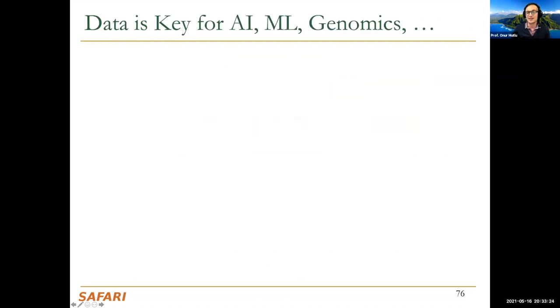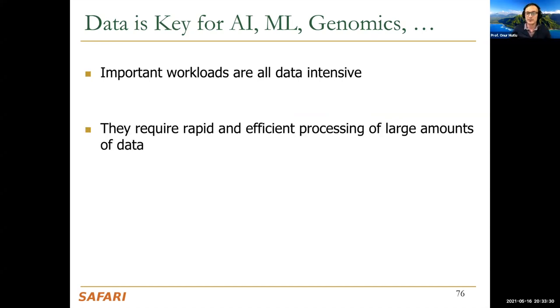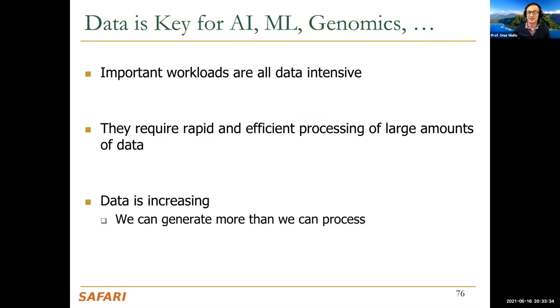Data is key for many real applications: AI, ML, genomics, databases. Important workloads are all data intensive. They require rapid and efficient processing of large amounts of data. And data is increasing. We can generate more data than we can process. I gave you the example of genomics, but AI, ML is very similar, basically. They're taking advantage of the increasing amounts of data so that we could at least try to learn from it.